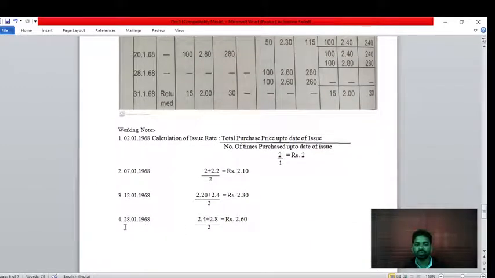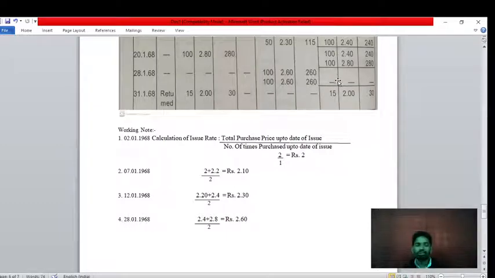So now see, working note number 4, on 28th January 1968, 2.40 plus 2.80 divided by 2, the answer is 2.60. With the help of this 2.60 you have to issue those 200 units. This first 100 and second 100 at the rate of 2.60, the total amount will be 260 and 260. Again we have to maintain the balance. There is no balance, no stock remained.